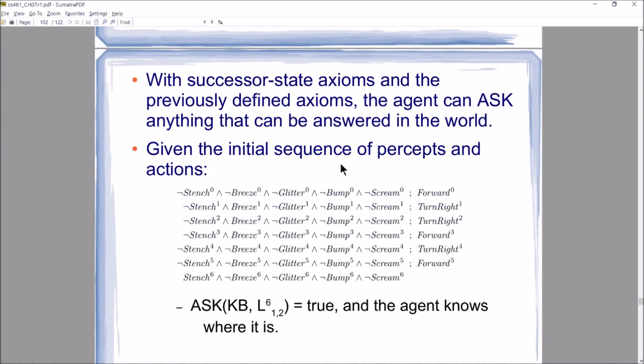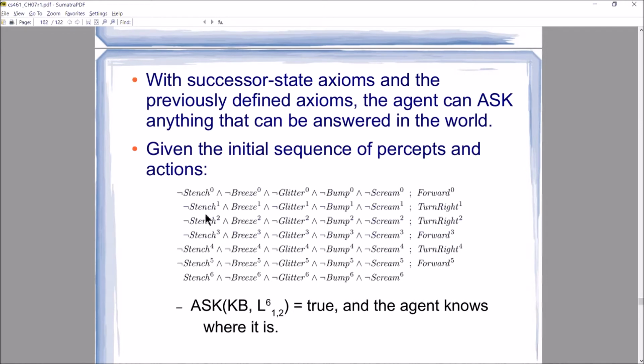the initial sequence of percepts and actions taken by the agent. You start on turn 0 and the agent detects no stench, no breeze, no glitter, no bump, no scream, and as a result moves forward. Then on the next turn it detects no stench, no breeze, no glitter, no bump, no scream, and so on that turn decides to turn right. Next turn, turn 2, time slice 2, no stench, detected a breeze, no glitter, no bump, no scream, and decides to turn right on that turn, and so forth.